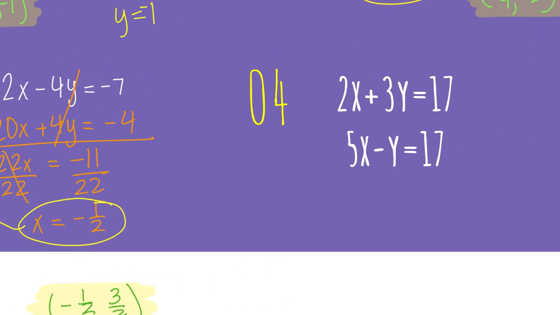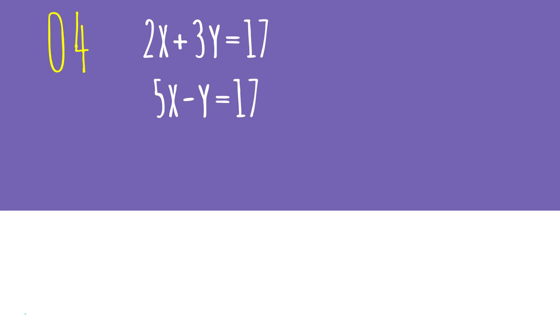All right, going ahead to number 4. Same thing here, I don't have anything in common, so I have to go ahead and change something. Because I already have 2 of the opposite signs, and there's nothing in front of my y, I want to try and get a 3 here. And the only way for me to get a 3 here is I have to multiply everything by 3. So I'm going to rewrite my top. I have 2x plus 3y equals 17. And I'm changing the bottom to 15x minus 3y equals 51.